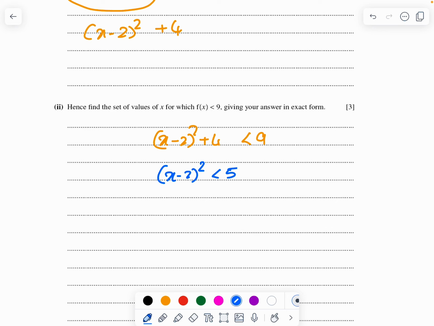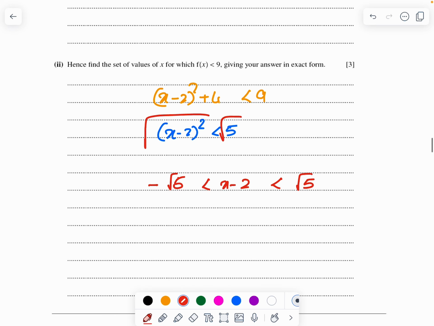Now I find the square root on both sides. When I find the square root on both sides, I get plus root 5 and minus root 5. So what am I going to do? Whenever it is a less than symbol, the smaller number goes on the left hand side, the bigger number on the right hand side. It lies between. You should be writing it in that way. So then next, plus 2 on either side. So it becomes 2 minus root 5 is less than x is less than 2 plus root 5. This is going to be the answer.